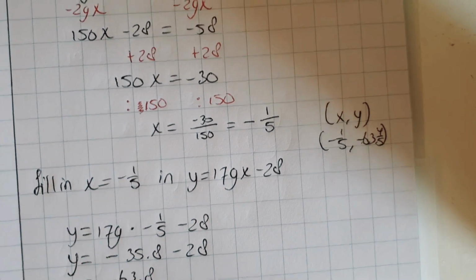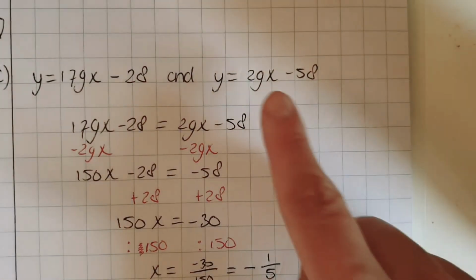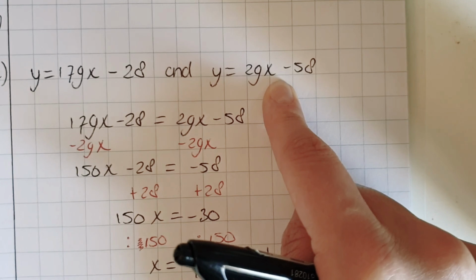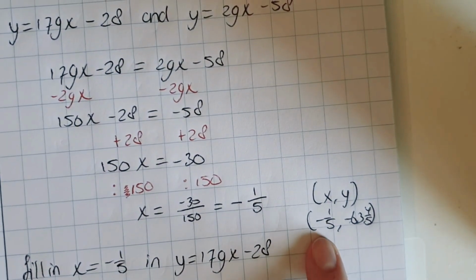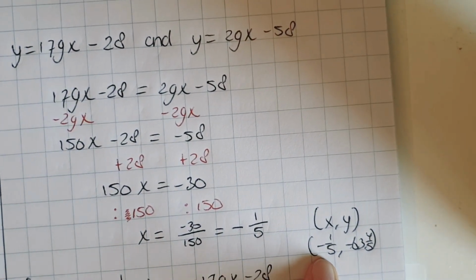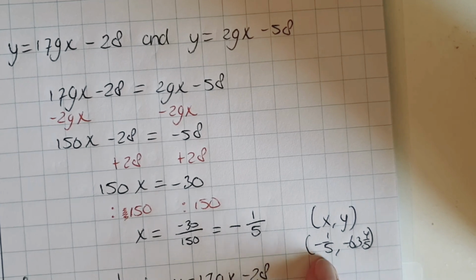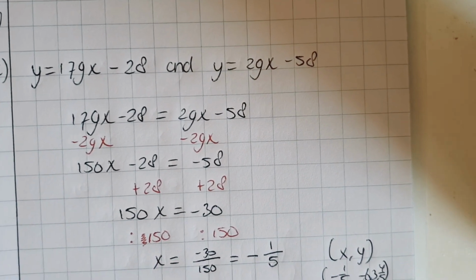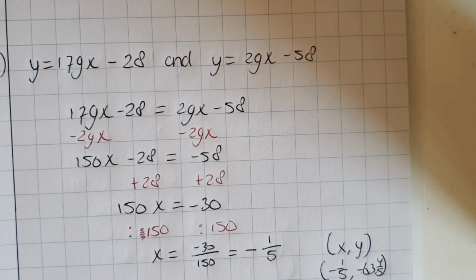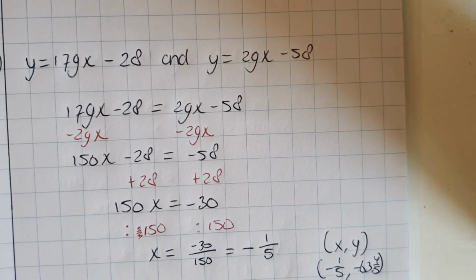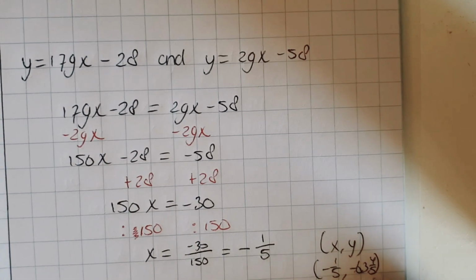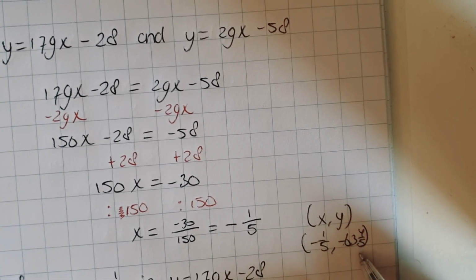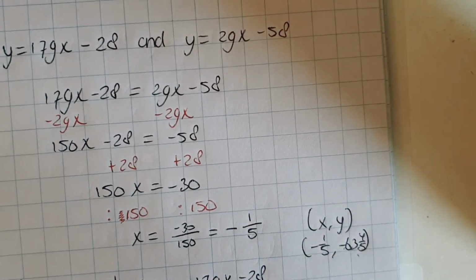Now I'm going to fill it in this formula as well to check if it's correct. I'm just going to do this in my calculator. I'm going to use the number minus 0.2 because that's the same as minus 1/5. Minus 0.2, so that's 29 times minus 0.2 minus 58 is indeed minus 63.8 or 4/5. Yes, I did it correct.